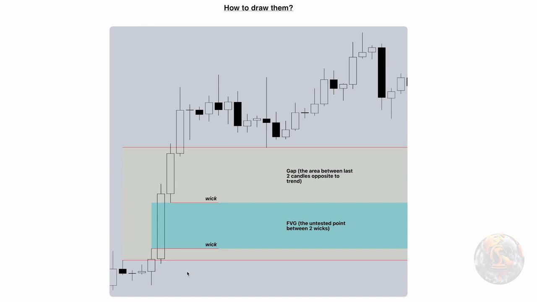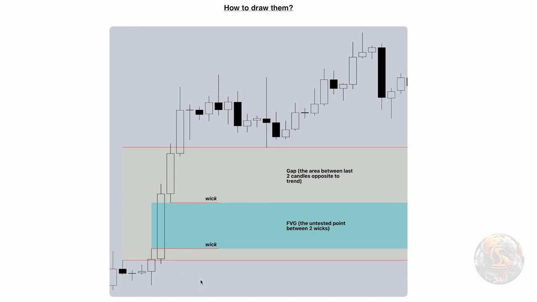The reason for that, like I said on the previous slide, is if you have inefficiency, it means the market is not going up and down in a waveform retesting. It's going all the way up or all the way down. So the reason you draw from the two opposite candles to the trend is because the period in between, the area in between, can be considered a gap as there is no retest. So from candle to candle, opposite trend.